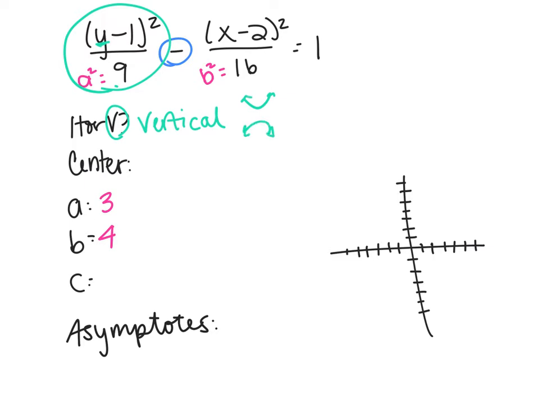Next, the center is the same as it's been all along. The opposite of whatever is with x, which in this case is a 2. Be careful because x is second here. And then the opposite of whatever is with y. In this case that would be a 1.